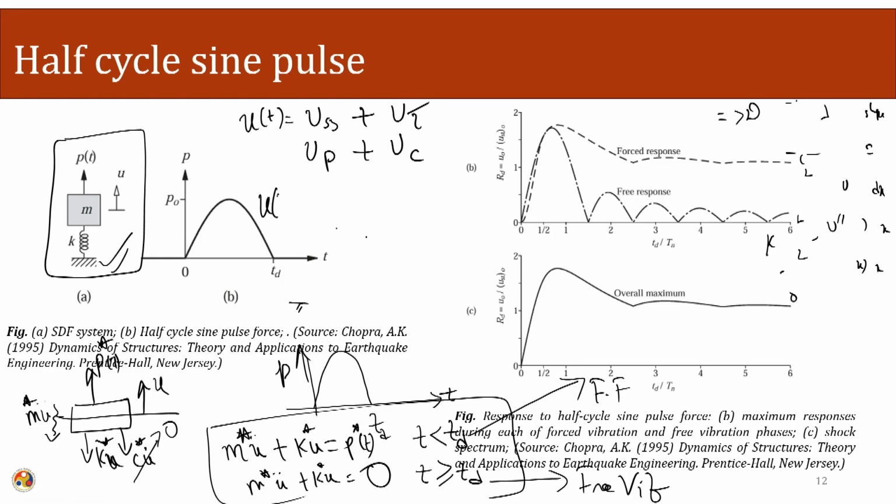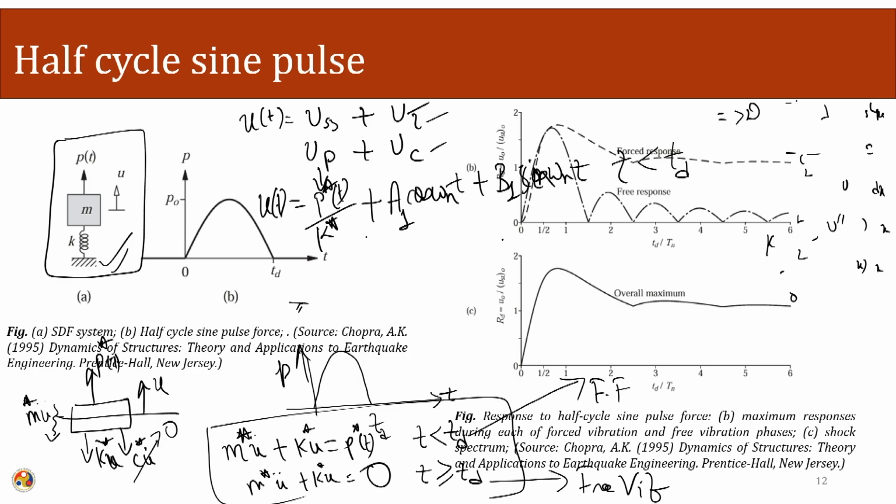So, the total response is, for the particular part, a signature of the forcing function divided by my equivalent stiffness, and in the transient or complementary part it will be a signature of the frequency of the system. This is when the system is in the forcing part, and for the initial condition we are assuming that the system is at rest, so the initial displacement and velocity are 0.